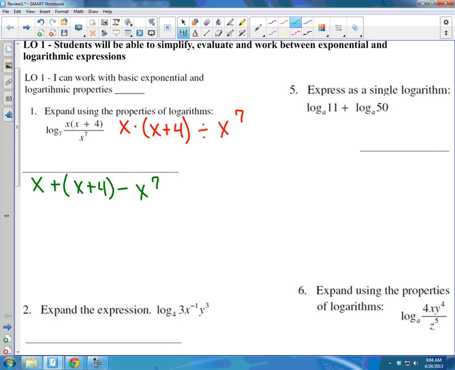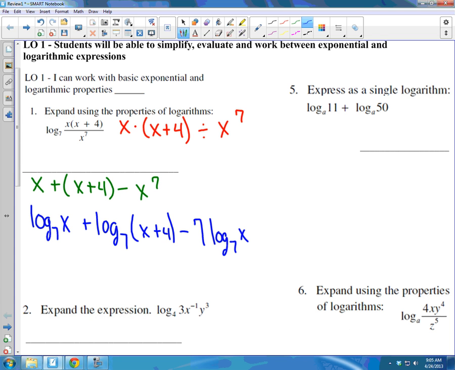And now I am ready to put the logs back in for each of those different things. So this is the answer that should be going in the blank. So it will be log 7 with x plus log 7 with my parentheses, and then minus, and the 7 as the exponent is going to come in front as multiplication, log 7 of x. Now, that's a good answer.